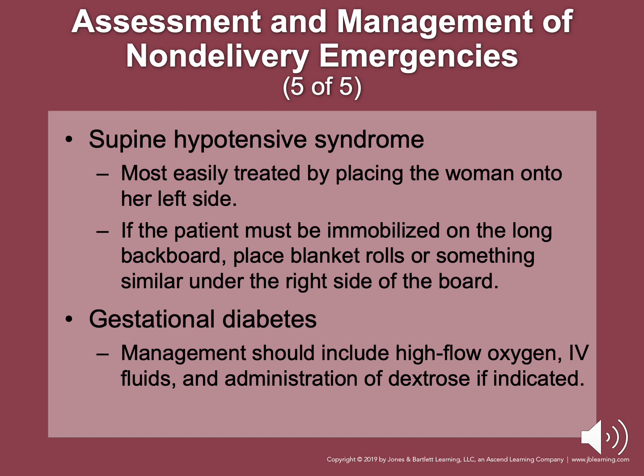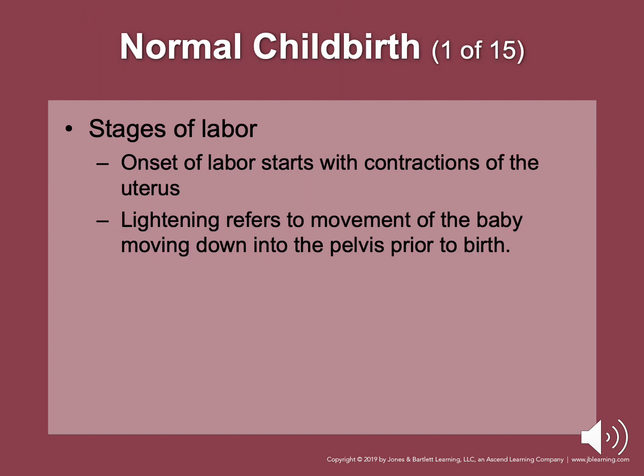Stages of labor: onset of labor occurs with contraction of the uterus. Lightening refers to the baby moving down into the pelvis prior to the birth. There are 3 stages. The first stage begins with onset of contractions and ends when the cervix is fully effaced and dilated. The second stage of labor is from full cervical effacement and dilation until the fetus is delivered. The third stage begins with delivery of the newborn and ends with delivery of the placenta.